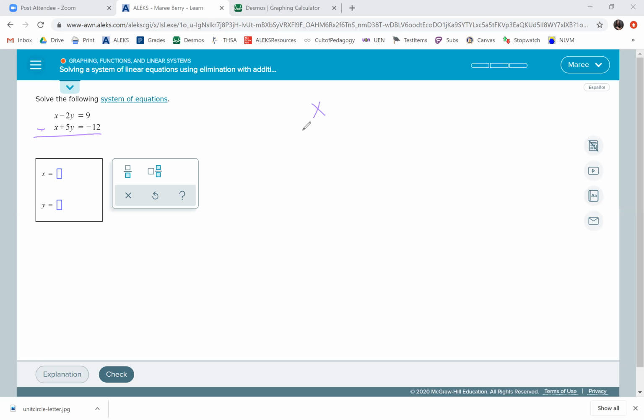Oh, so x minus x is 0x. That's gone. We have a -2y minus a 5y. So we're subtracting, so we have to subtract everything here. So -7y. And then we have a 9 minus a -12, which is, what's 12 plus 9? 21. Divide by -7, y equals -3. So we go ahead and put in -3 for y.